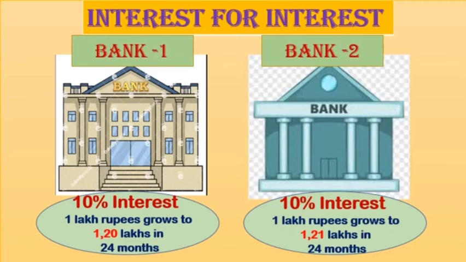Look at these two ads. What is the difference between these two ads? Rate of interest is the same, isn't it? Principal amount is again the same, and the number of periods, 24 months, is the same. But the only difference is the amount got after 24 months.